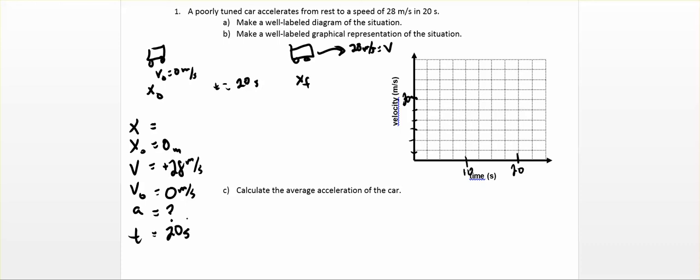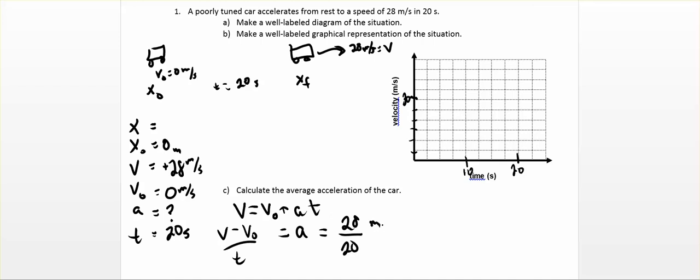So if I'm looking to find the average acceleration, I know I cannot afford to have my final position. So I choose the appropriate kinematic equation that doesn't include position. That's going to be v equals v initial plus at. So therefore a equals v minus v initial over t. When I plug in my values, I get 28 minus 0 divided by 20. And so I get 28 over 20 meters per second squared, and I could plug that into my calculator and find out what the numerical answer for that is.